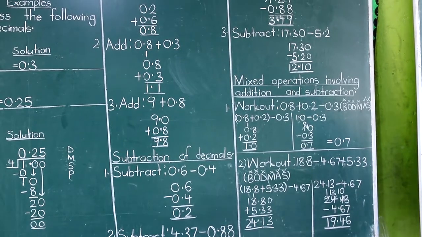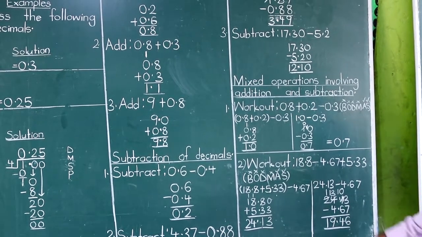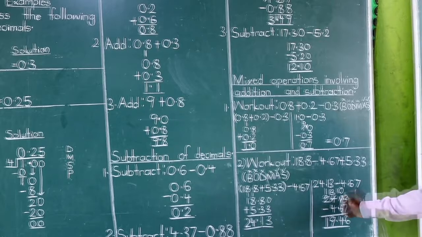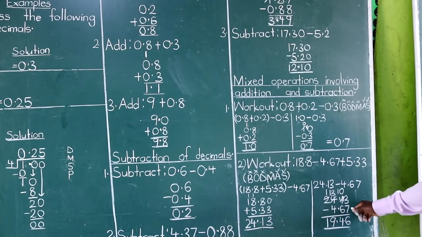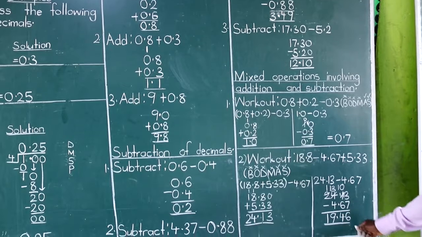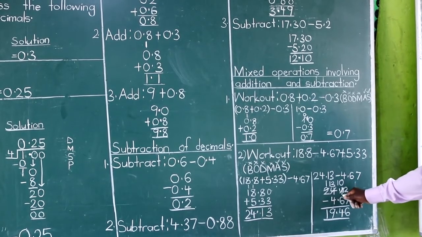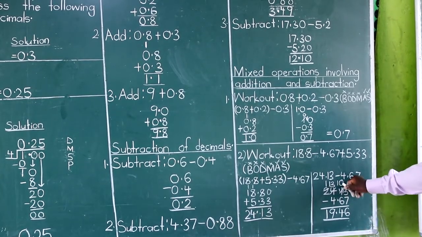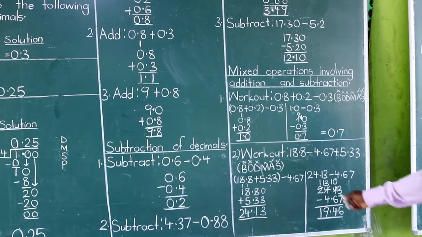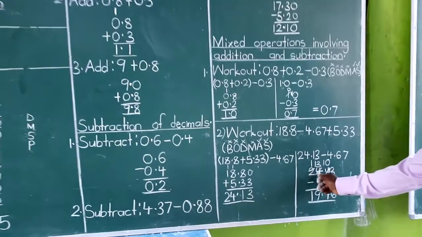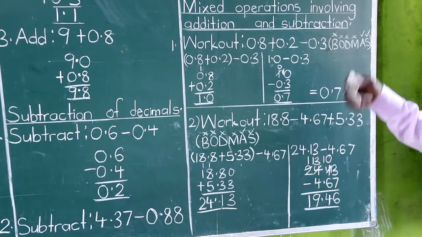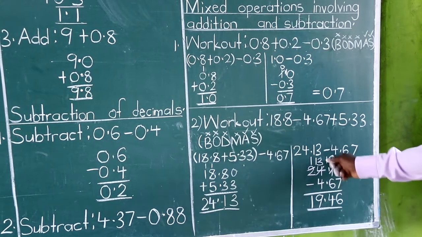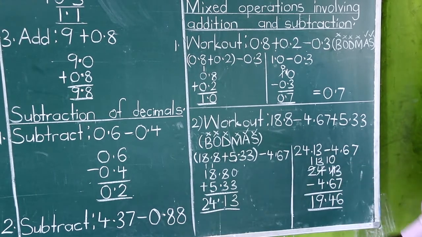3 minus 7 is only possible after borrowing 1 from 1. We borrow 1, the 1 turns to 0, and now the borrowed 1 is equal to 10. 10 plus 3 is 13. 13 minus 7 is 6. Remember here we borrowed 1 from 1 and it remained with 0. Now 0 minus 6 is again possible after borrowing. We borrow 1 from 4. The 4 turns to 3, and the borrowed 1 is equal to 10. 10 plus 0 gets 10. Then 10 minus 6, you get a 4.